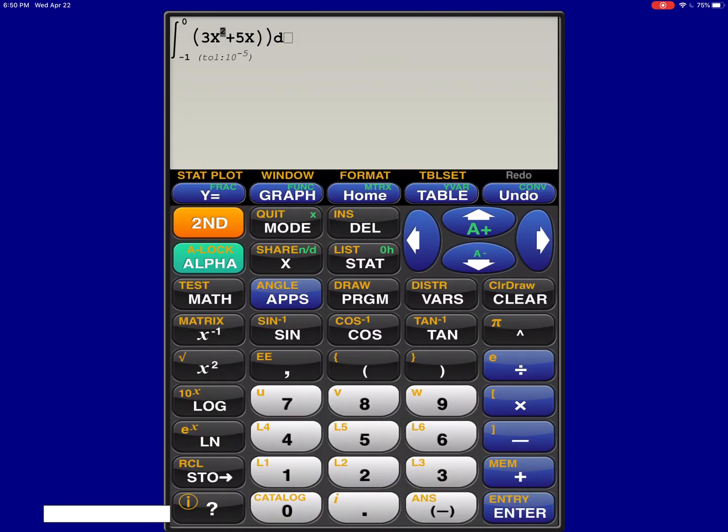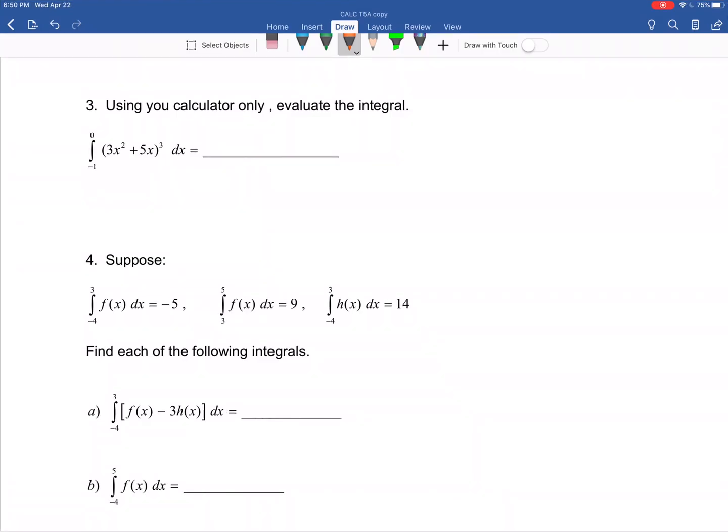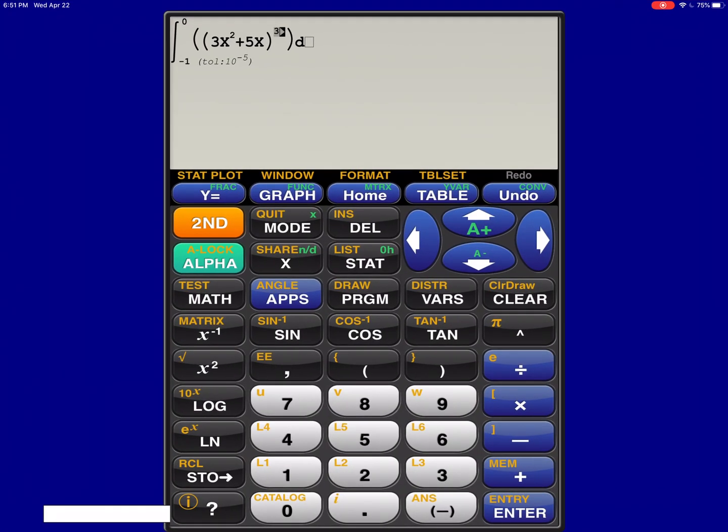Okay, here we go. Let's insert. Now, take a look. We want that parenthesis, 3x squared plus 5x, raised to the third power. Now let's check that it's what I had, just to double check. 3x squared plus 5x, the whole thing raised to the third, -1 to 0. That looks good. Let's go right here, dx. Okay, enter.